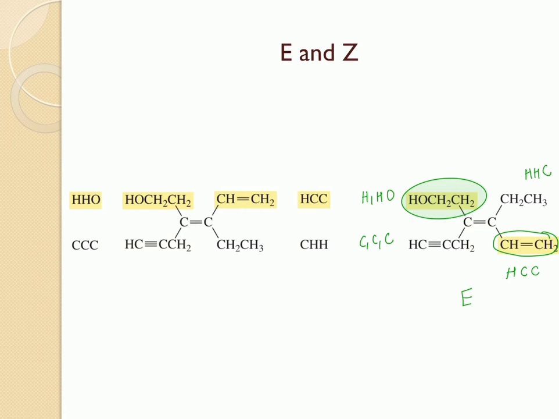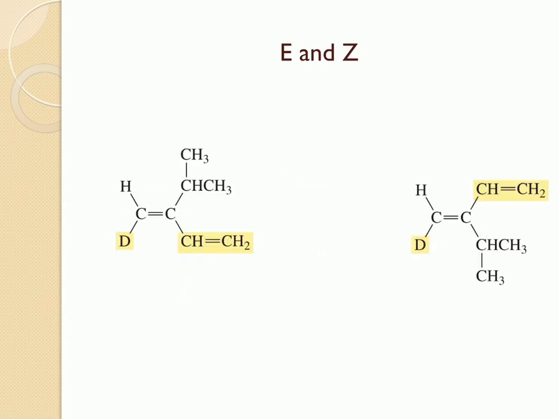And therefore, this is going to be Z since the two high priority groups are on the same side of the molecule. Let us do one more example. This is our sp2 carbon. Now between these two groups that are attached to it, which one has higher priority? Obviously, it is going to be deuterium. D stands for deuterium.